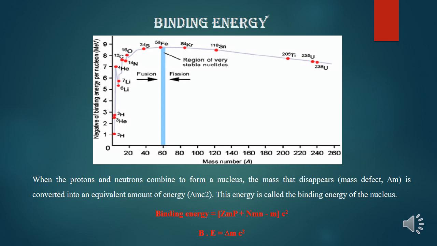For higher mass numbers, the curve drops slowly. The binding energy per nucleon is about 7.6 million electron volt for uranium. Hence, they are called unstable elements and radioactive elements. The lesser amount of binding energy for lighter and heavier nuclei explains nuclear fusion and fission respectively.